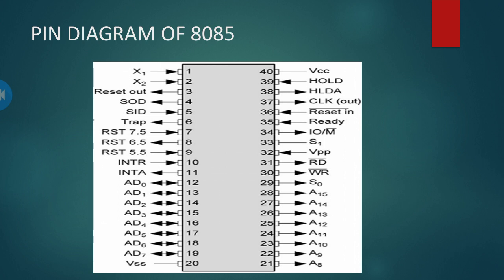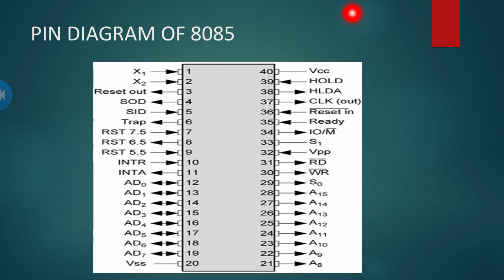synchronization. So that's why we use a crystal oscillator to provide synchronization with what? Synchronization with the internal clock of the 8085, whereas the internal clock of the 8085 is pin number 37. So I hope it is clear to all of you what X1, X2 and the CLK pin are. The clock pin is different from X1, X2.